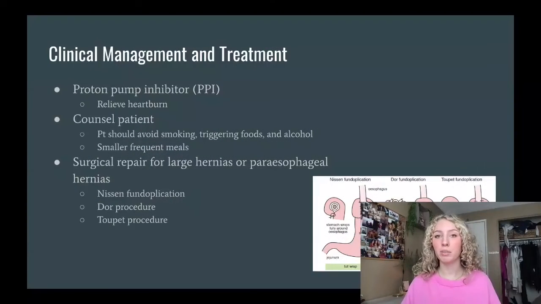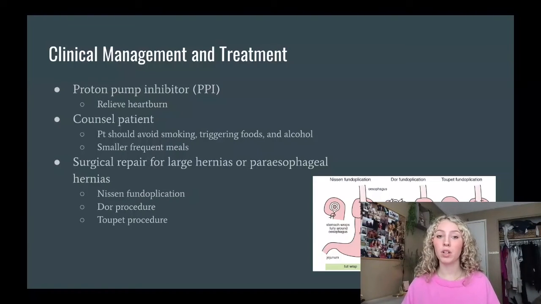Clinical management and treatment of hiatal hernia. We can give the patient proton pump inhibitors, which is going to decrease the gastric acidic secretions within the stomach. It'll relieve the heartburn subsequently, and then we can counsel the patient. The patient should avoid smoking, triggering foods, and alcohol. The patient should have smaller, frequent meals as to avoid overfilling the stomach.